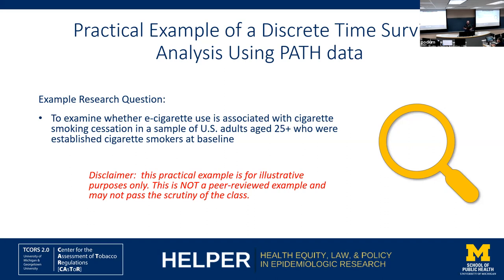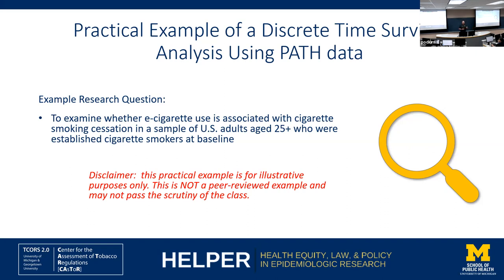That's the question. I have the disclaimer in red because I realize that this might be a problematic example. It's for illustrative purposes only. It's not peer reviewed and it might not pass the scrutiny of the class. And in fact, what I think we should be doing collectively as tobacco researchers is, when we find an association like this, our job should be to try to make it disappear, right? Like, we think there's an association, but what aren't we controlling for that could make it disappear? So I think it's a good exercise to actually try to make these things disappear, give it stress tests. And if the results start to change based on what variables you put in the model, you shouldn't be overly confident in your results, right?